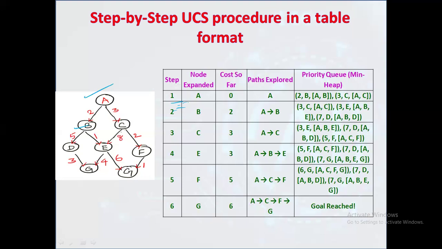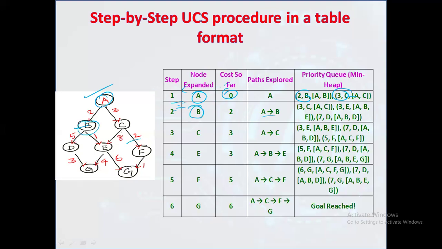In this case also, the first step is the initialization. The search starts at node A with the cost of 0. Here we are writing it as the cost of 0. The priority queue initially contains B with the cost of 2 and C with the cost of 3. Then the second step is expanding the node B.